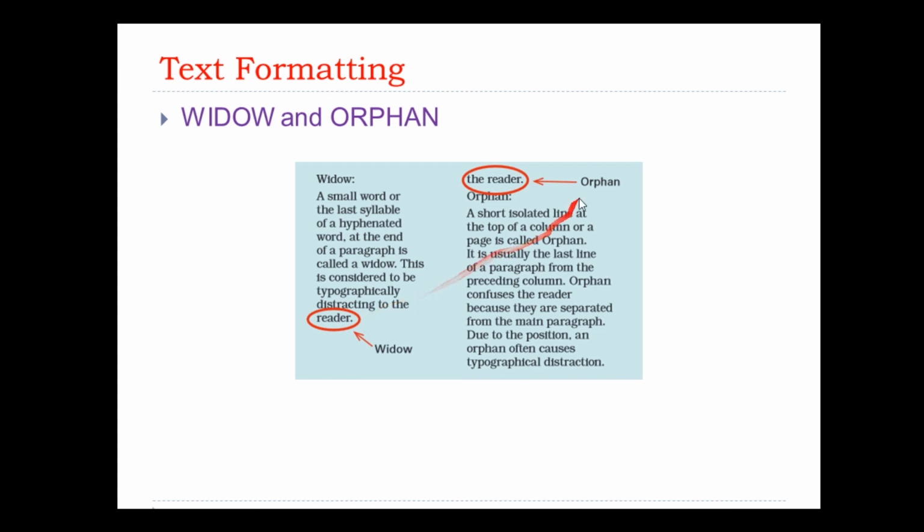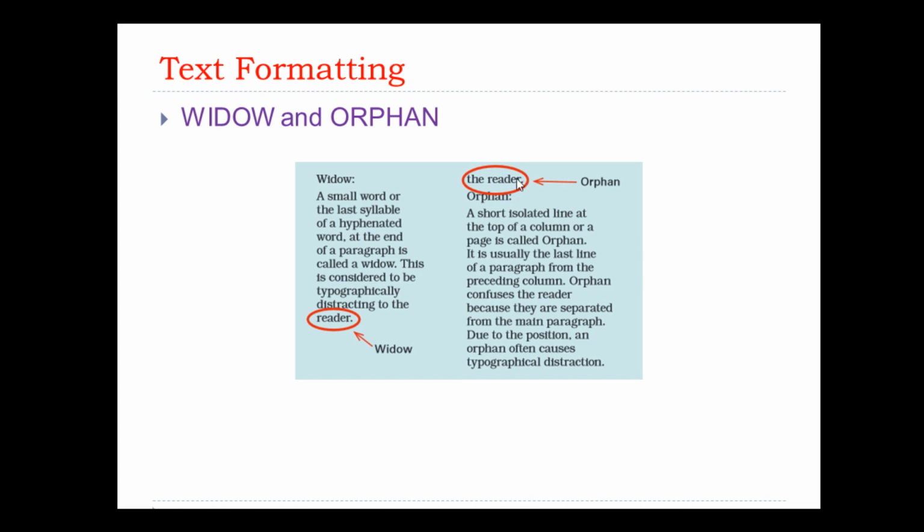So another word is orphan. Orphan is a short isolated line appearing at the top of a column or a page. It is usually the last line of a paragraph from the preceding column. It often causes confusion to the reader because it is separated from the main paragraph. Due to this position, it can cause typographical distraction to a reader. So a word which is isolated like this can cause typographical distraction to a reader.